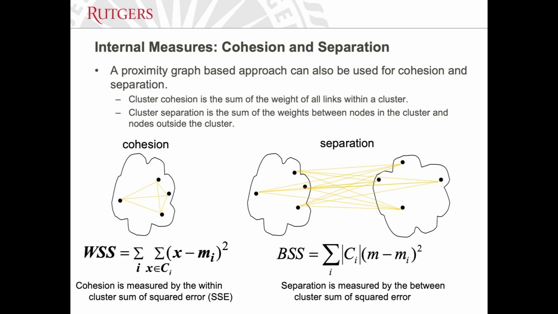The formula for each measure is listed here. So use SSE as an example. Cohesion is measured by the within cluster SSE. Separation is measured by between cluster SSE.